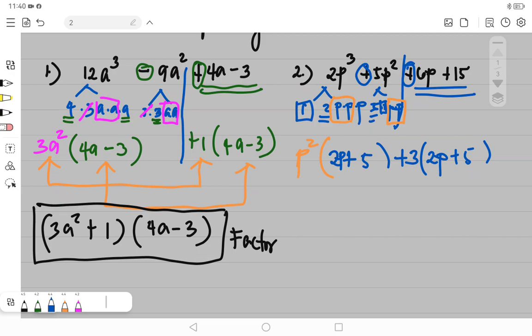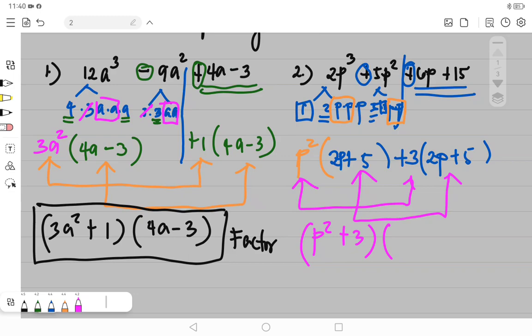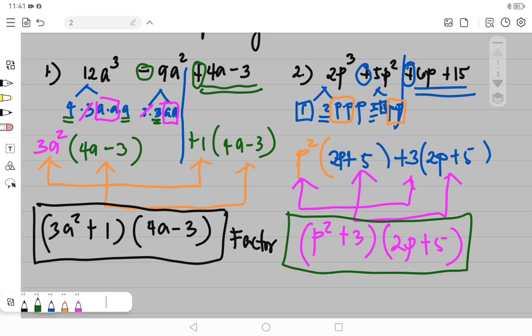As we can see, we have two parts. The outside is p squared plus 3, and the other one, inside the parentheses, should be the same: 2p plus 5. Otherwise, if the terms inside the parentheses are not the same, then we cannot use factoring by grouping. So therefore, this is our complete factor of the given expressions.